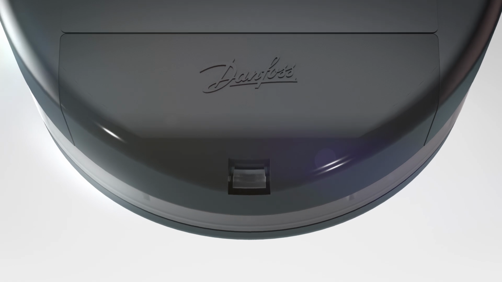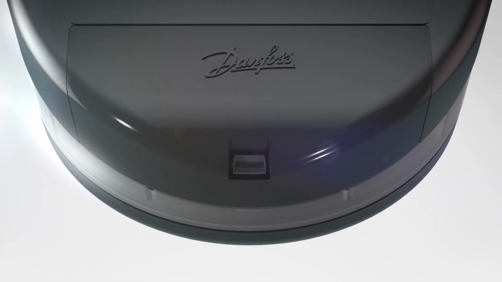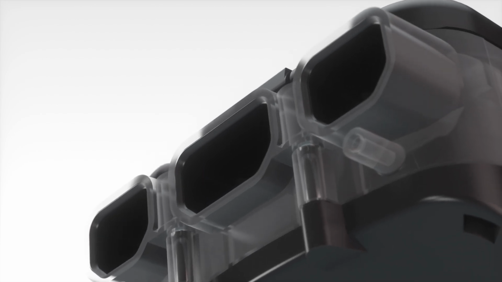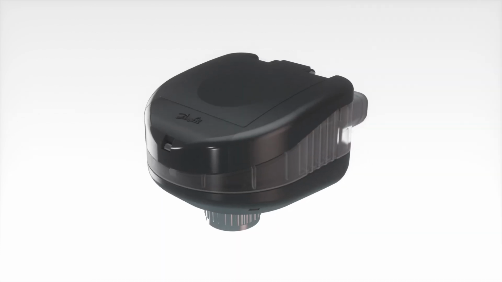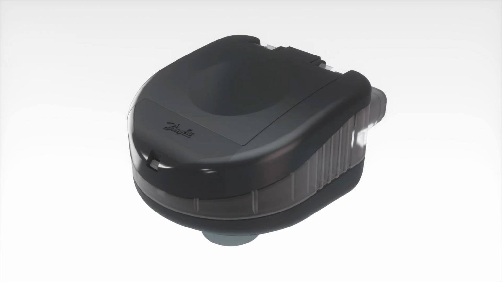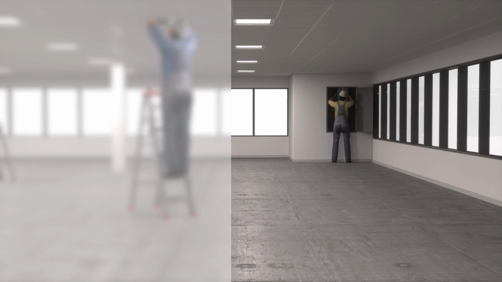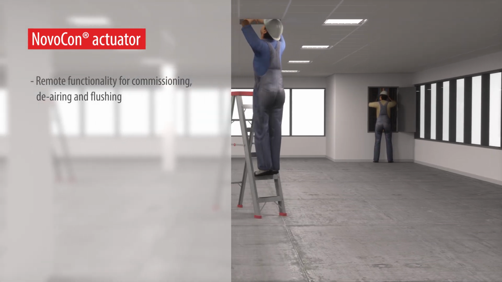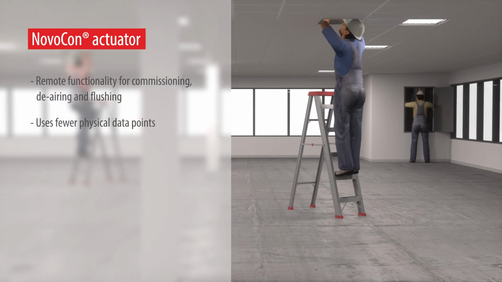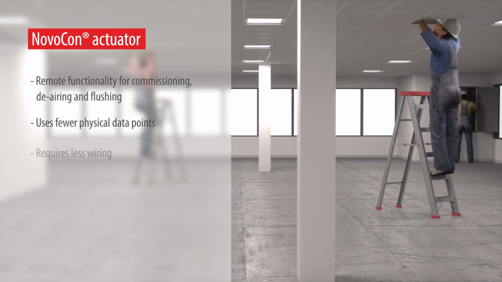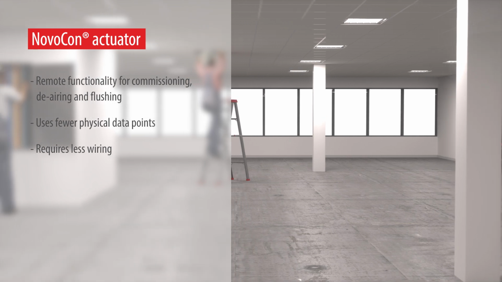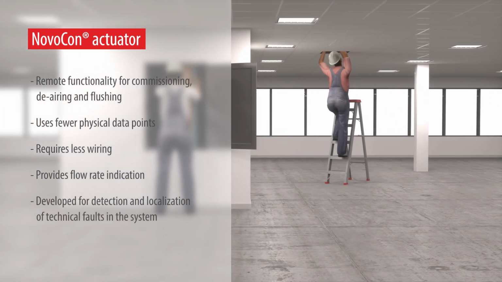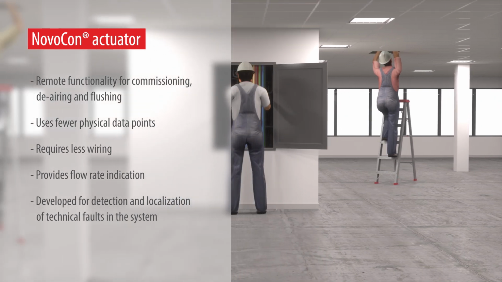Danfoss introduces NovoCon, an intelligent actuator with remote functionality that significantly reduces commissioning and maintenance time, lowering your overall total cost of ownership. The NovoCon actuator has remote functionality for commissioning, de-airing, and flushing, uses fewer physical data points, requires less wiring, provides flow rate indication, and is developed for detection and localization of technical faults in the system.